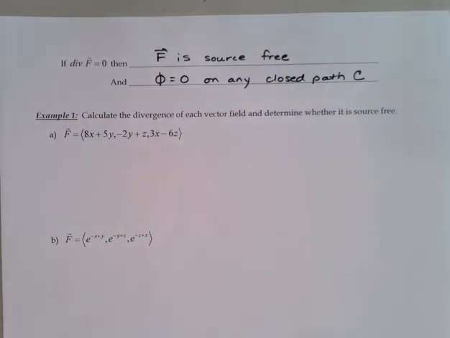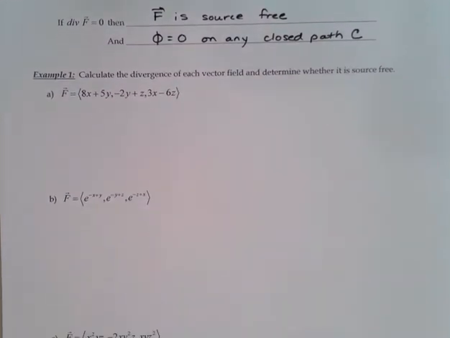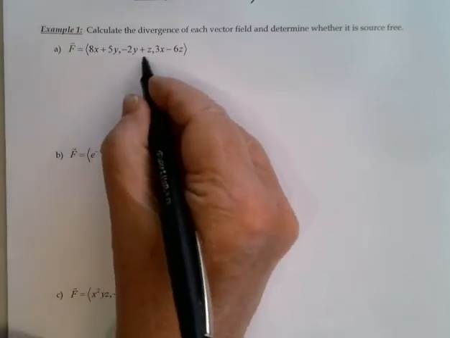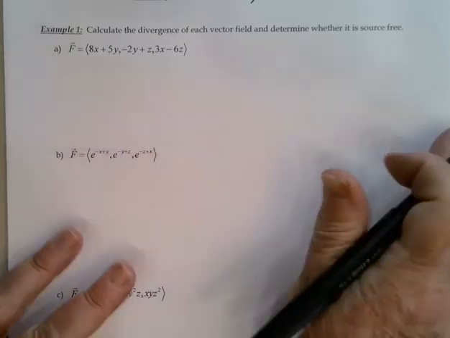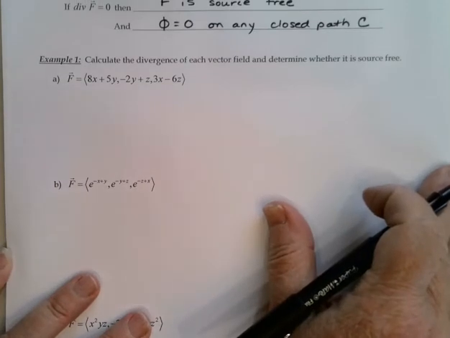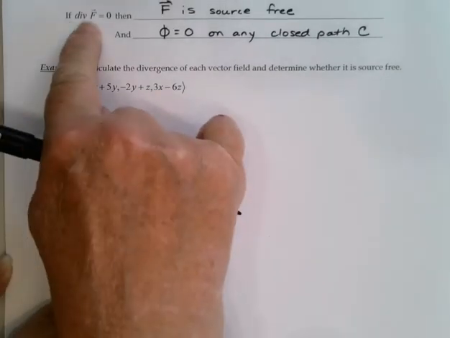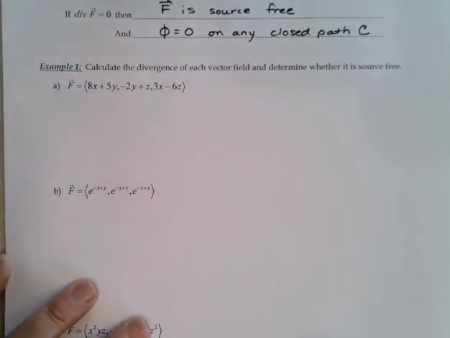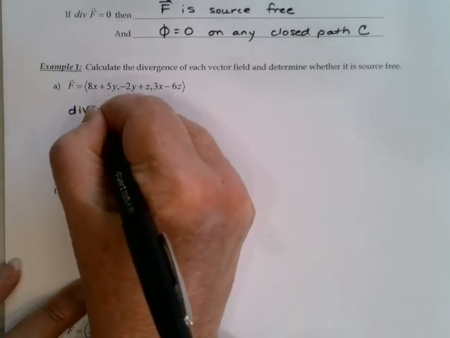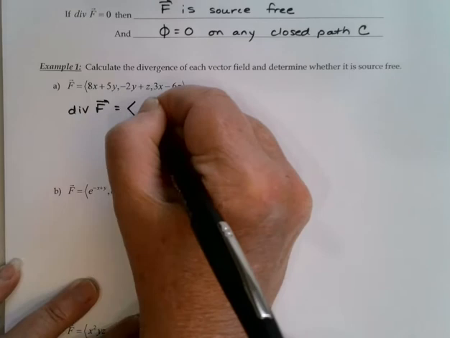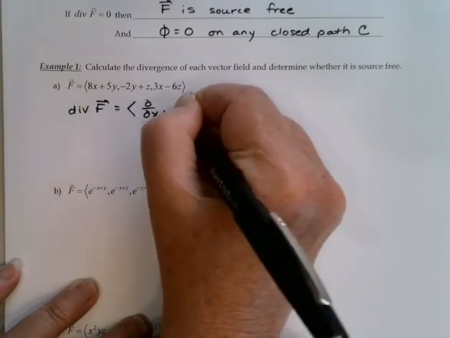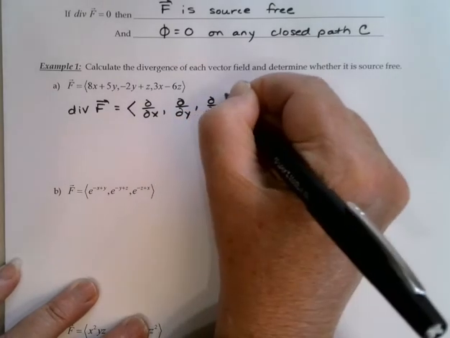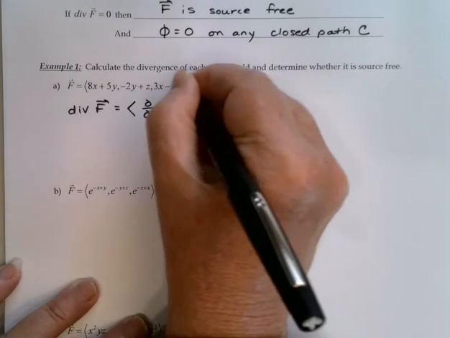All right, just for a little practice, let's calculate a few divergences. Here's a vector field where each component is just linear. So we're going to calculate the divergence, and then we'll decide whether or not the vector field is source-free, keeping in mind that if we get 0 for the divergence, that's the determining condition that makes f source-free. So divergence of f, I'm just going to go ahead and write out the del operator. Oops, that's a z. Dot product with this vector f.